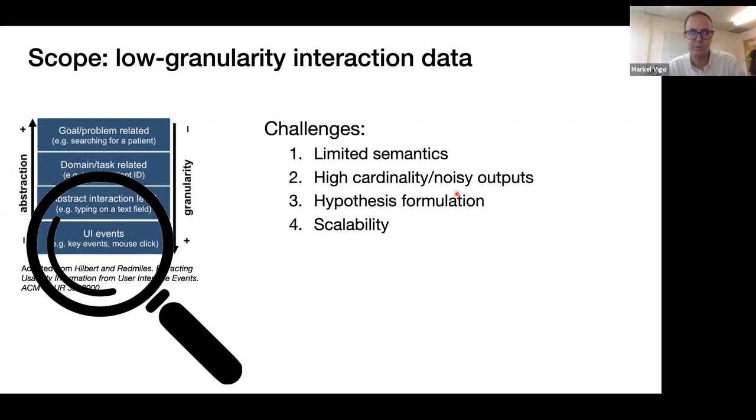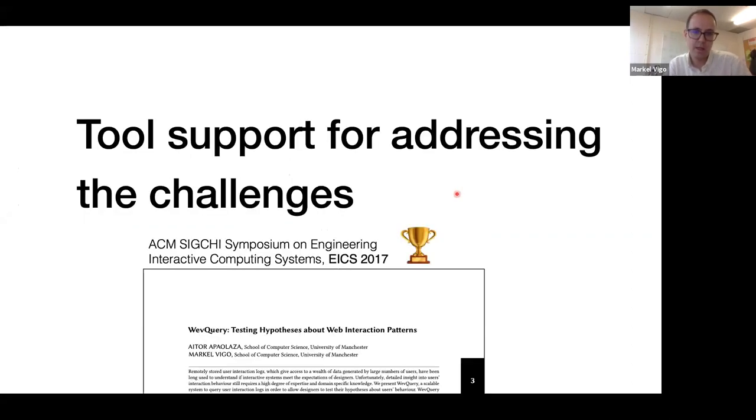So you need to do something about it so that the most interesting behaviors emerge to the surface. It's very difficult to formulate hypotheses. So if you have some expectations about the system you have designed and you want to see whether people are using it according to the expectations, there's very little you can do about it, right? And it's difficult to scale because this low granularity event, I mean, you can generate millions and millions of data points. So in order to address these challenges, we developed a tool called Web Query.